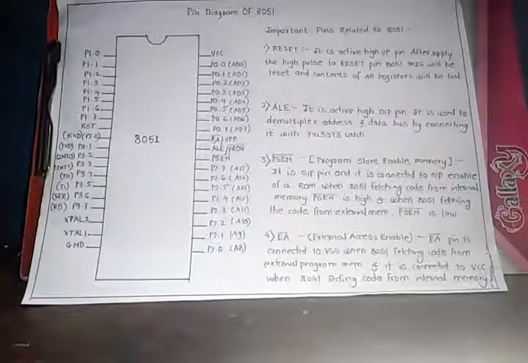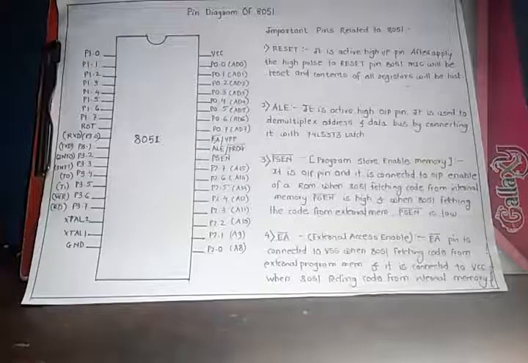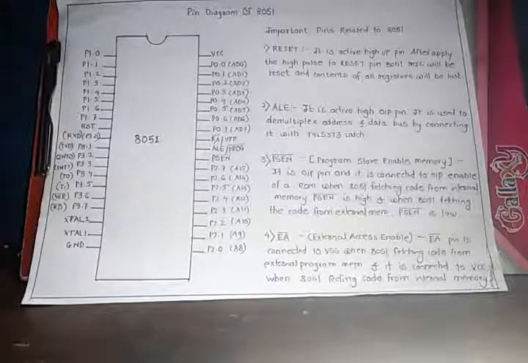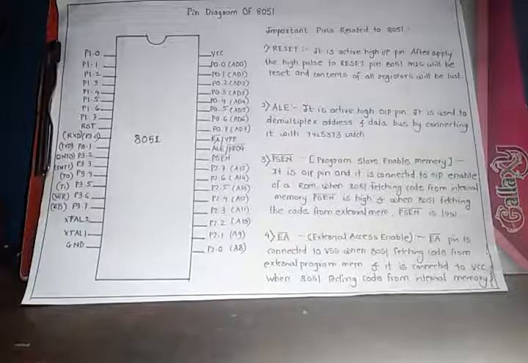And at last, the fourth pin is the EA bar pin. It is nothing but external access enable. EA bar pin is connected to ground when 8051 is fetching code from the external program memory, and it is connected to VCC, that is plus 5-volt power supply, when the 8051 is fetching code from the internal program memory.